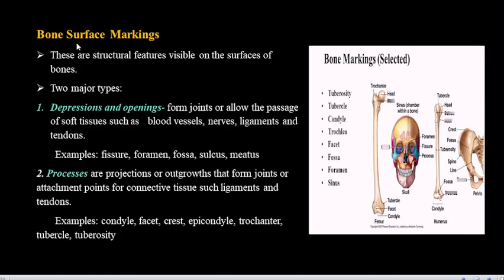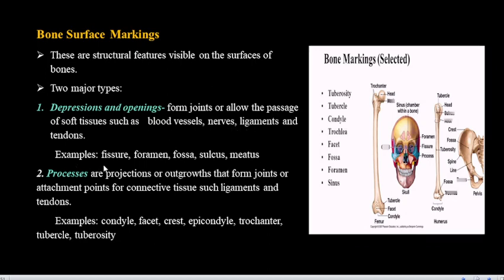Next, bone surface mark. So, ito lang yung mga, what do you call this? Iba't ibang klase ng fissures or deepening marks no sa labas ng bone. Okay, so yan these are the structural features visible on the surfaces of the bones. And you have two major types, the depressions and openings, at saka processes. The depressions and openings, they form joints or allow the passage of soft tissue such as blood vessels, nerve ligaments, and tendons.